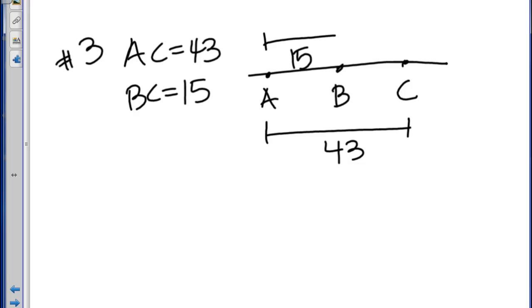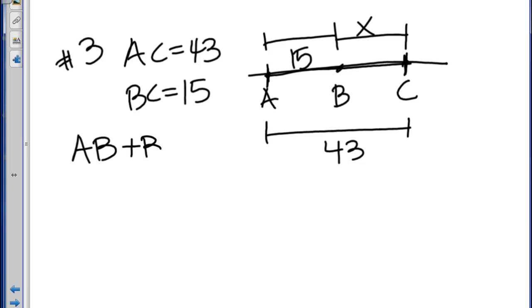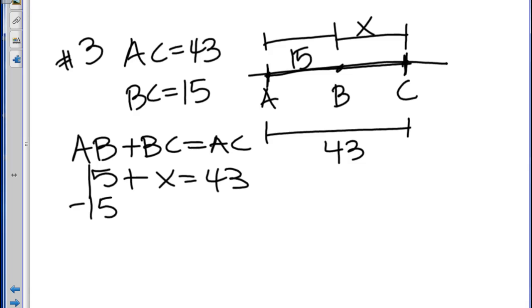So looking at my pieces, I have part of the distance, and I'm looking for this one. So I know that 15 plus X would get me all the way over here. Or you can also write AB plus BC is equal to the whole length AC. So 15 plus X equals 43. And then one step to solve, we'll subtract 15 from both sides. So X equals 28. All right, you try the next one.